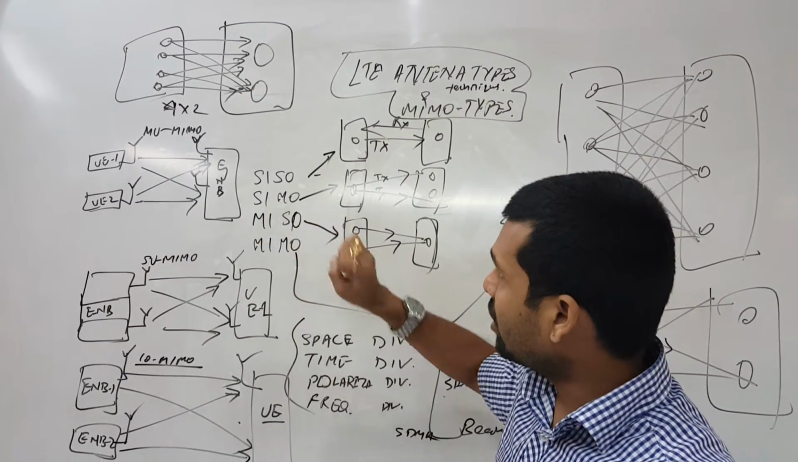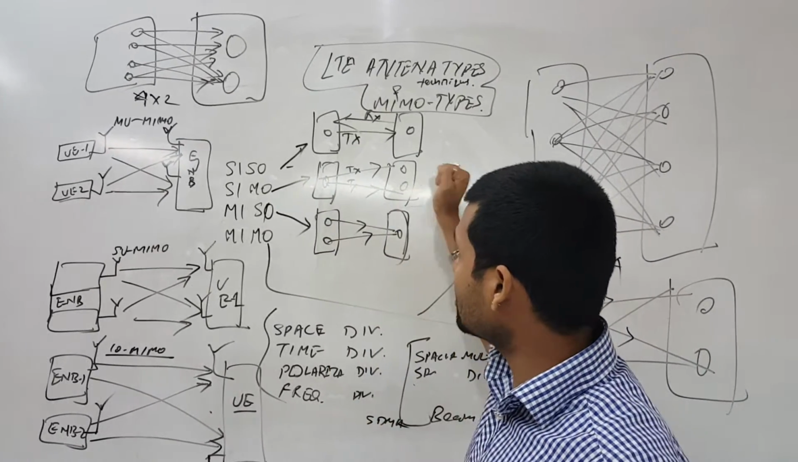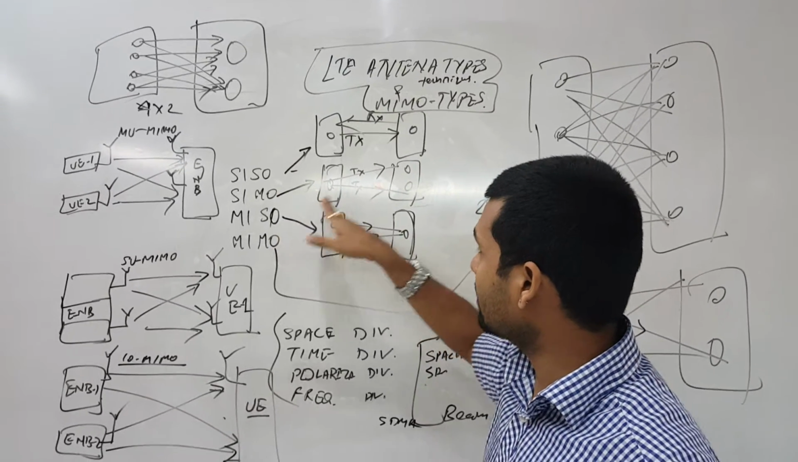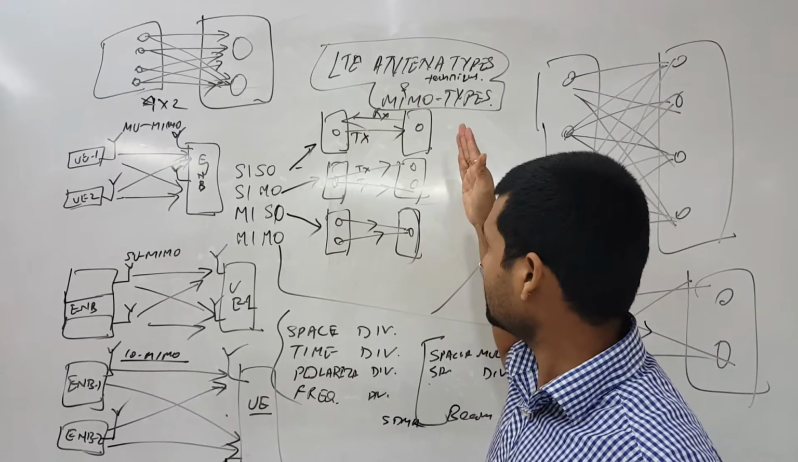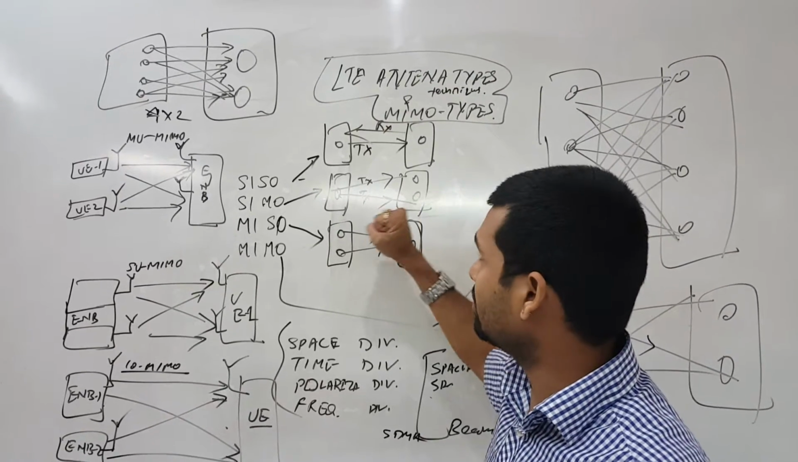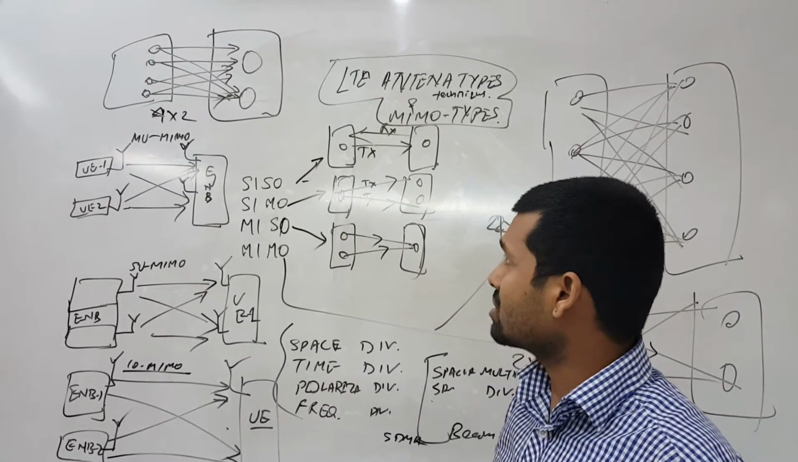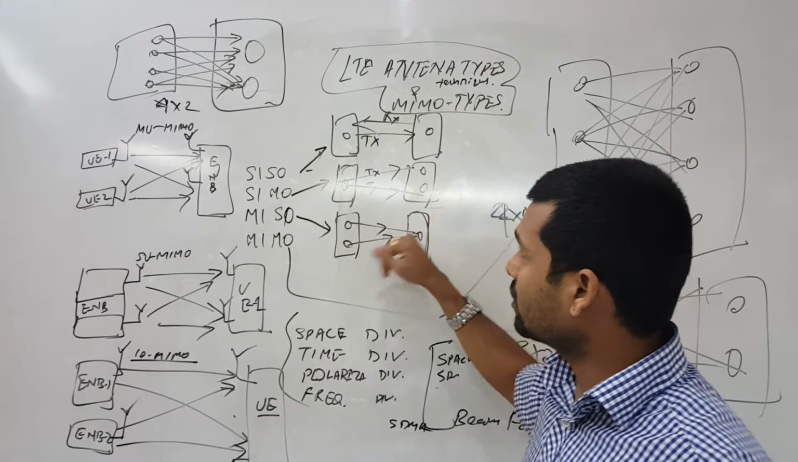Single input, multiple output. Let's say one antenna in the transmitting end and two antennas in the receiving end. So let's take an example of a mobile transmitting to the base station, where in the base station we are having two antennas supporting, and in the mobile station I am having just one antenna which is supporting my handset. So this is single input and multiple output.